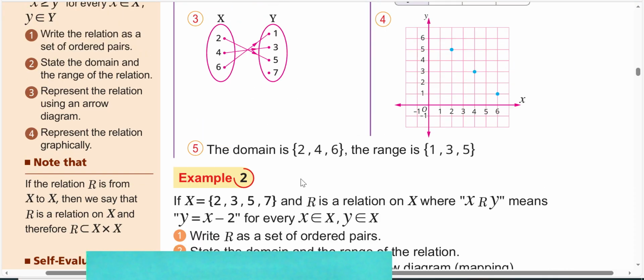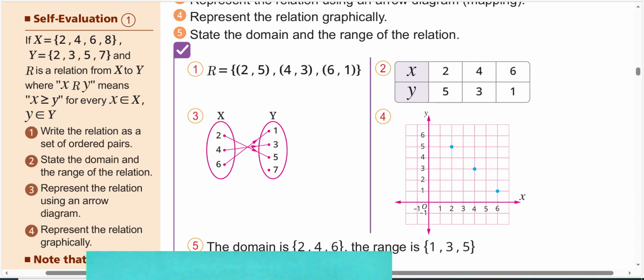Then we have domain and range. In this example also, the domain is 2, 4, and 6, and the range, we have all the images here: 2, 3, 5, 7.